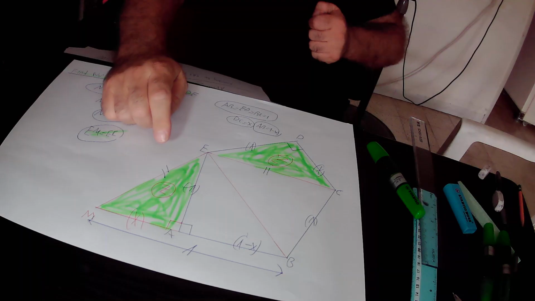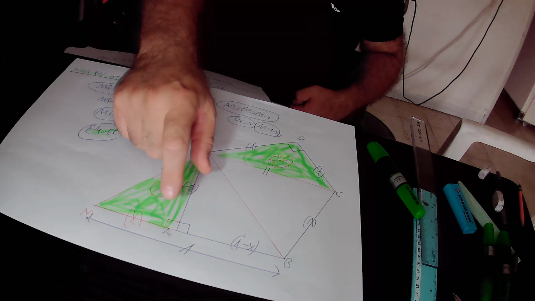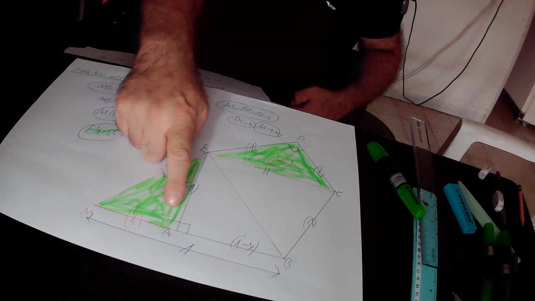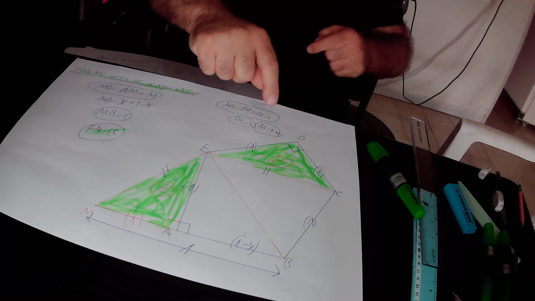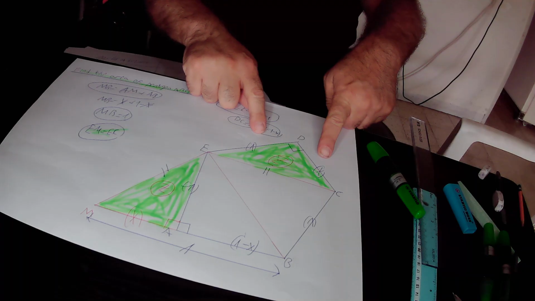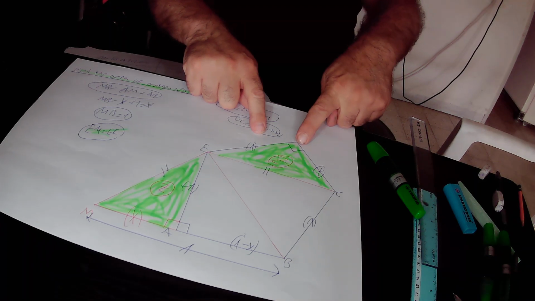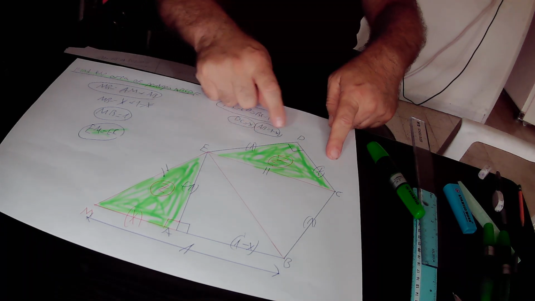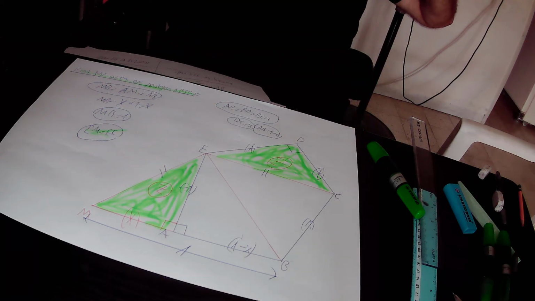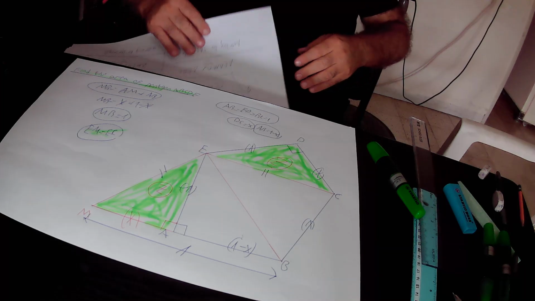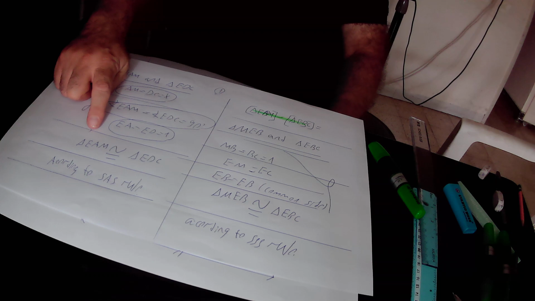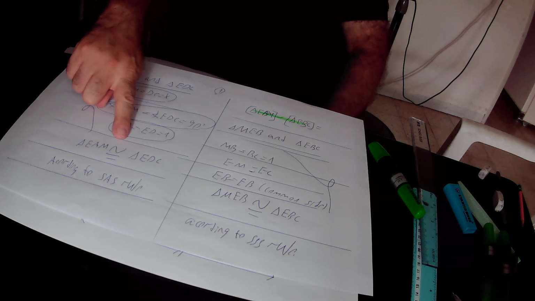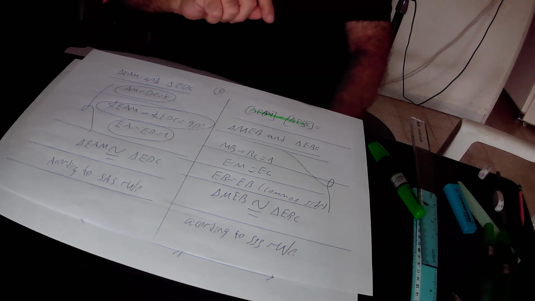That is to say, we have shown that two sides and the included angle in the right triangle EAM are equal to two sides and the included angle, that is the right angle, in the right triangle EDC. Therefore, those two right triangles are congruent according to the side-angle-side rule. And again, the right triangle EAM is congruent to the right triangle EDC according to the side-angle-side rule.